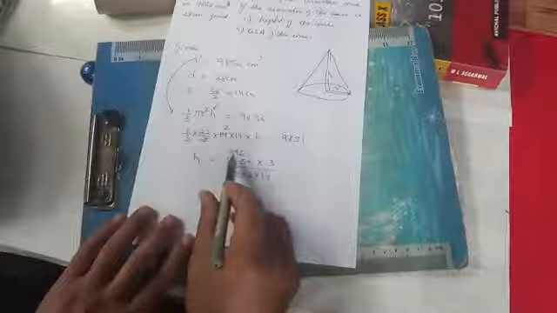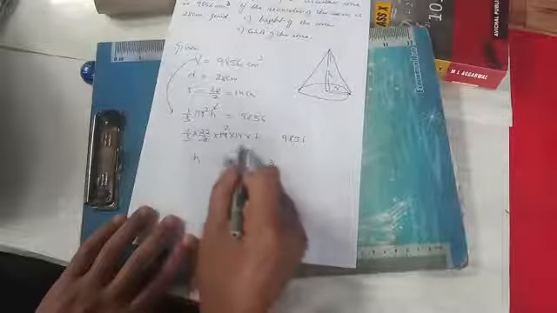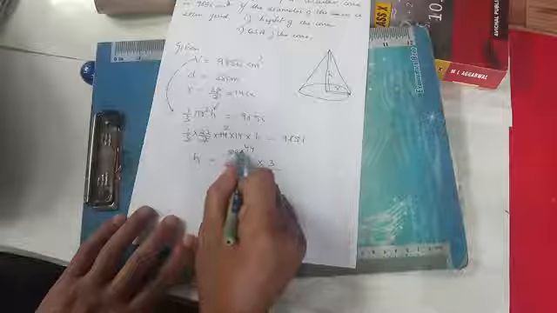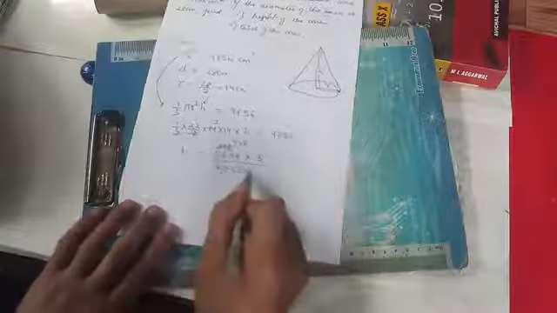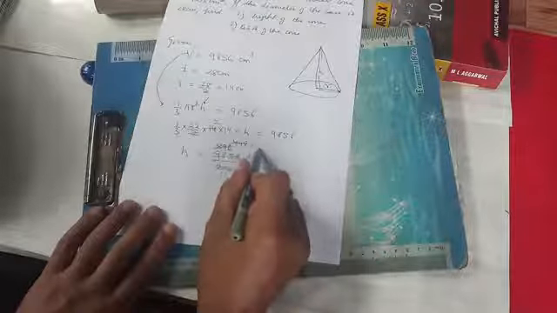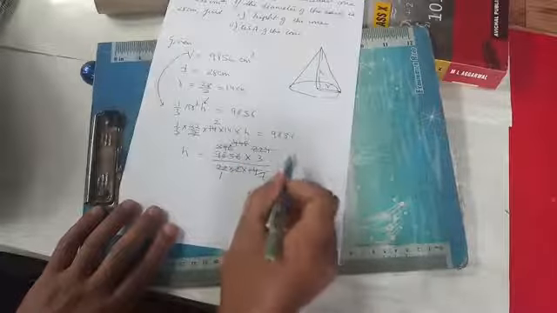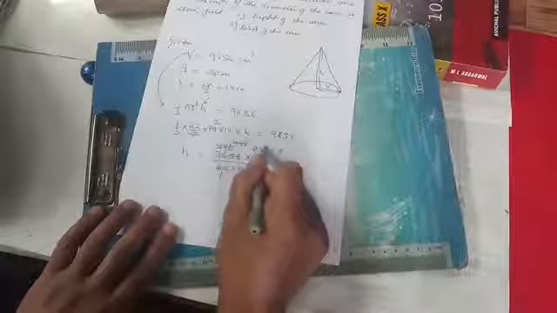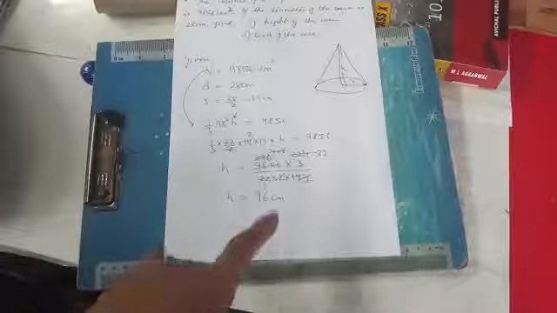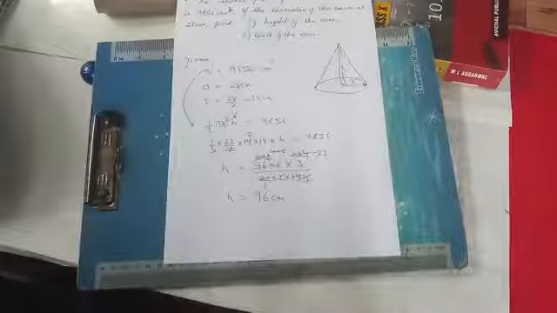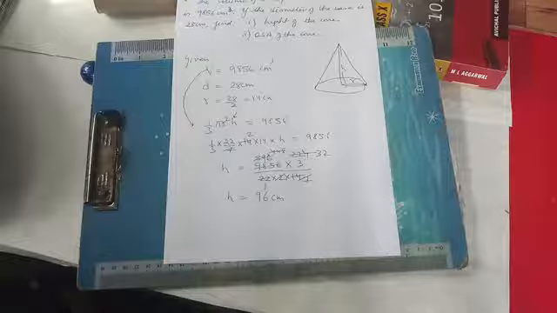Then you can also cancel this by 2. 2 4s are 8, 2 4s are 8, 2 8s are 16. You can cancel this by 2. 2 7s are 14, 2 2s are 4, 2 2s are 4, 2 4s are 8. I think you can cancel this by 7. 7 3s are 21, 7 2s are 14. Therefore the height is 3 2s are 6, 3 3s are 9. So we got the height of the cone is 96 centimeter.